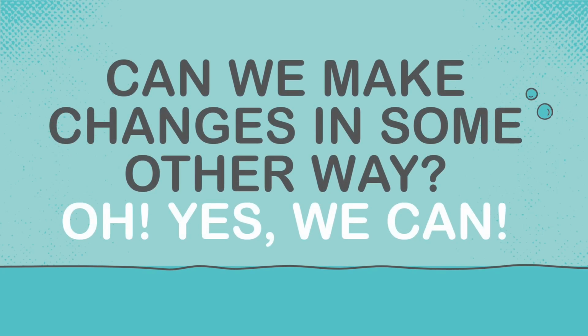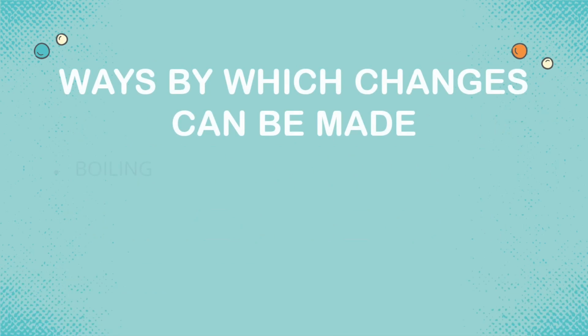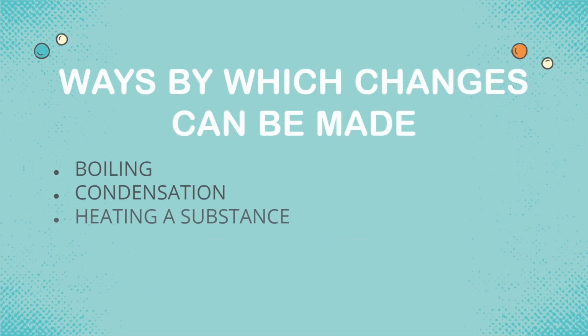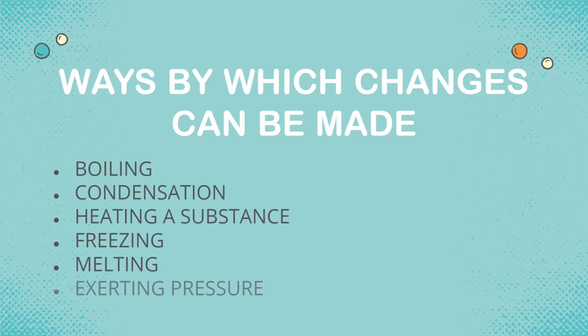Can we make changes in some or the other way? Oh yes, we can. How can you make changes? We can make changes by boiling, by condensation, by heating, by freezing, by melting and by exerting pressure. By boiling water, you change the water into vapor. By heating a substance, you can change the form of the substance. Either the substance melts or it gets vaporized.